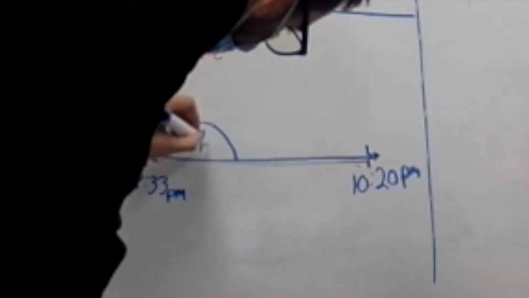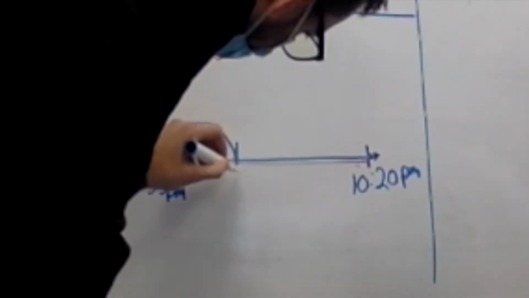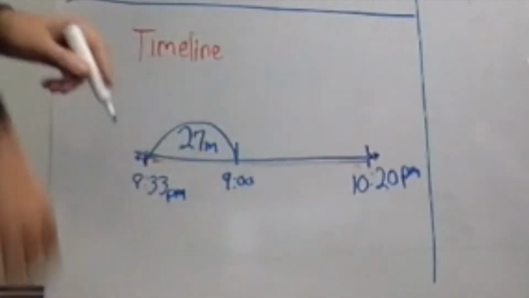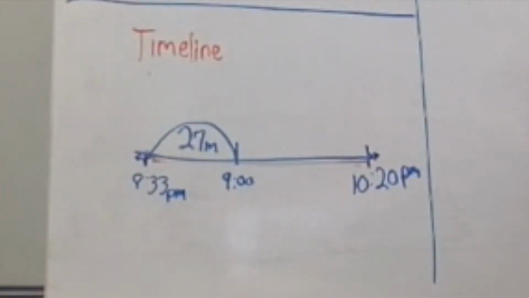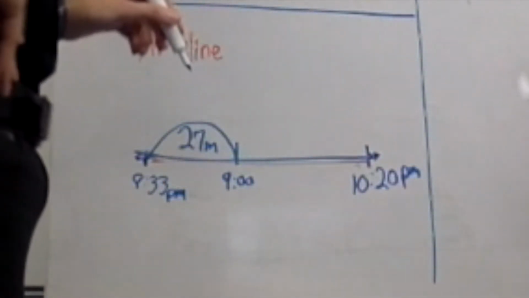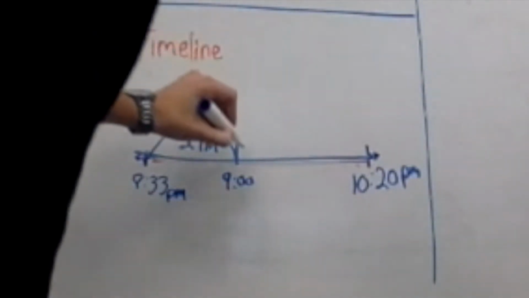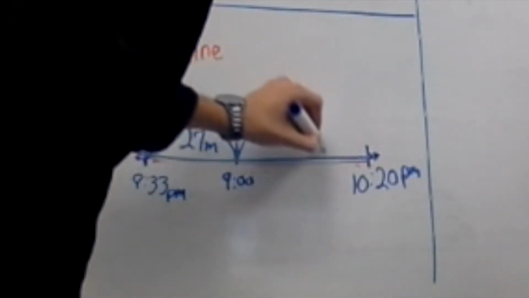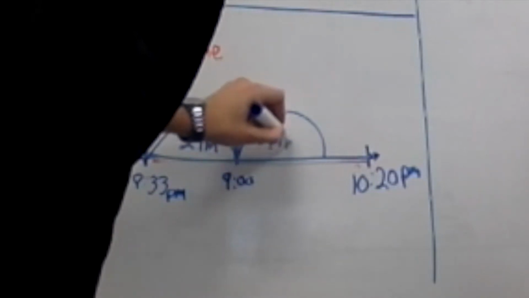How did you know it was 27 minutes? Because I subtracted 8 hours and 33 minutes from 9 o'clock, and that gave me 27 minutes. Very nice. Now we're at 9 o'clock. What did you do next? Then I wanted to see how many minutes and hours can get me to 10 o'clock. And how many was it? 1 hour. Nice.